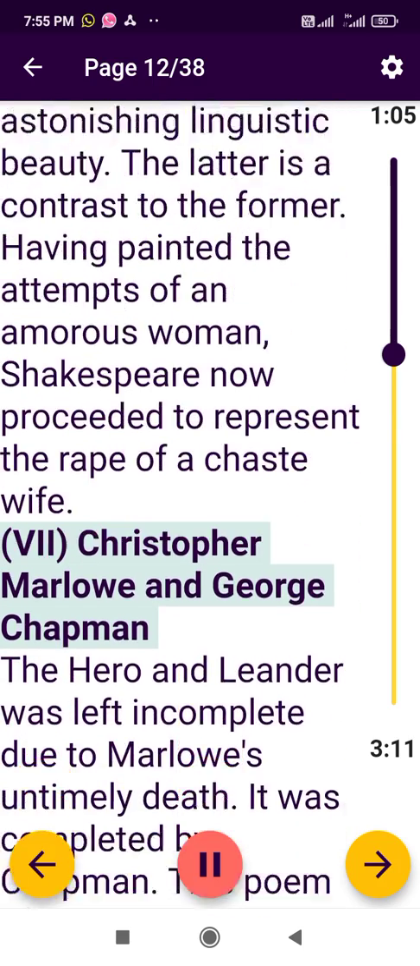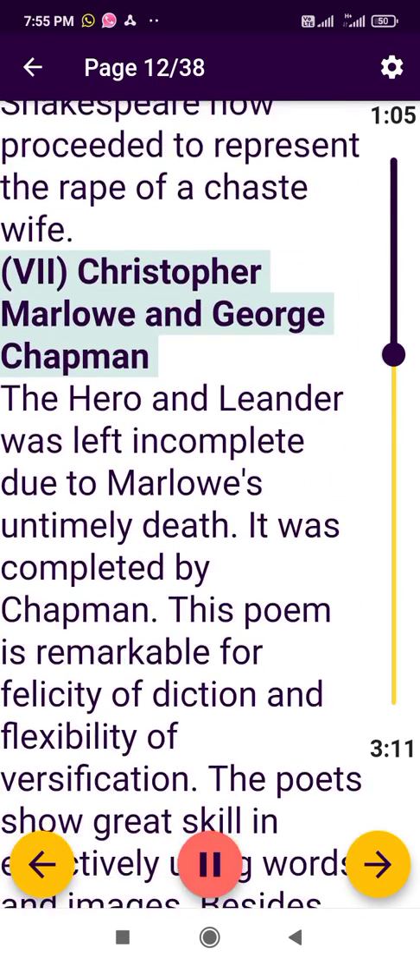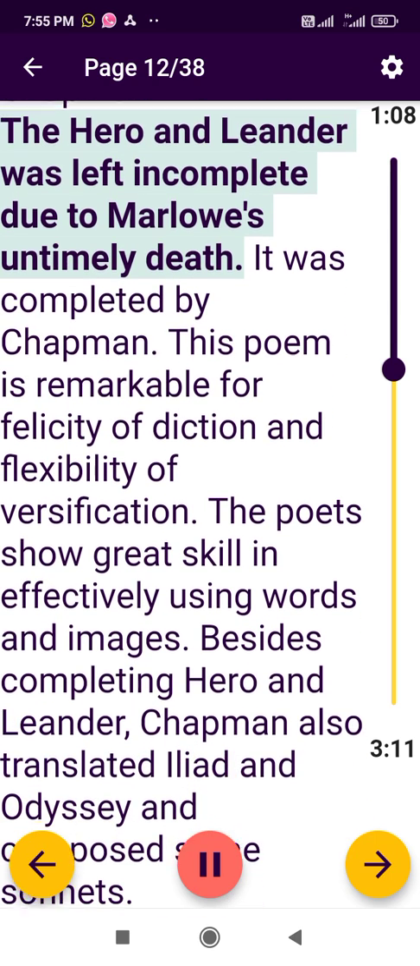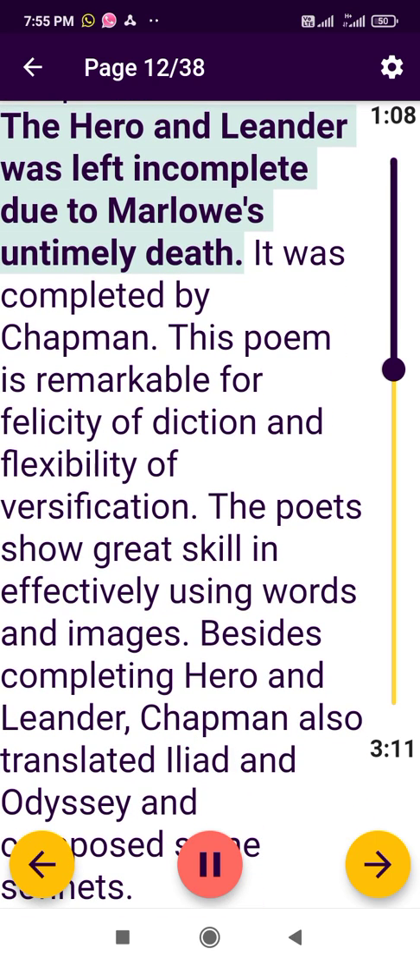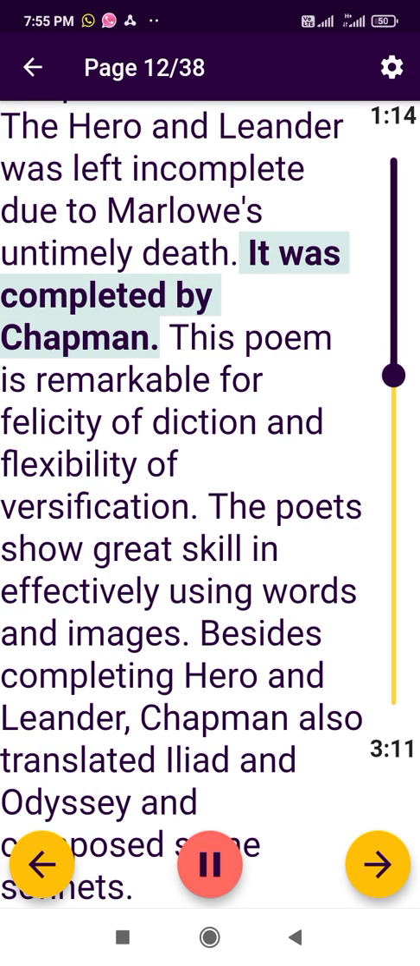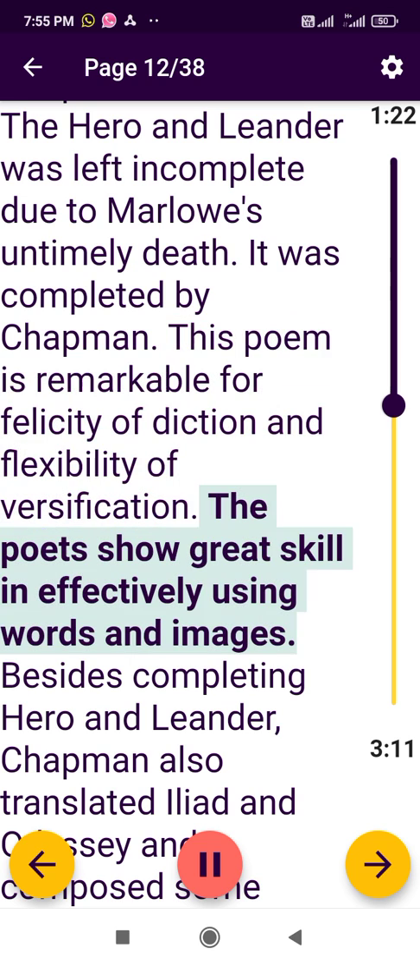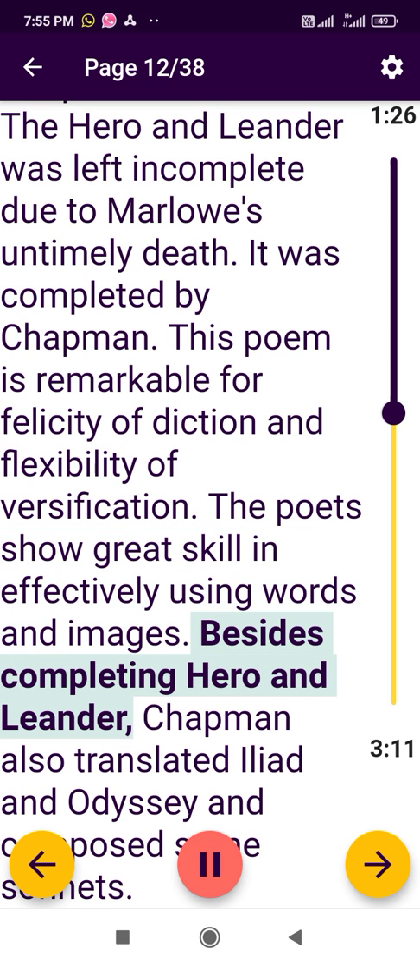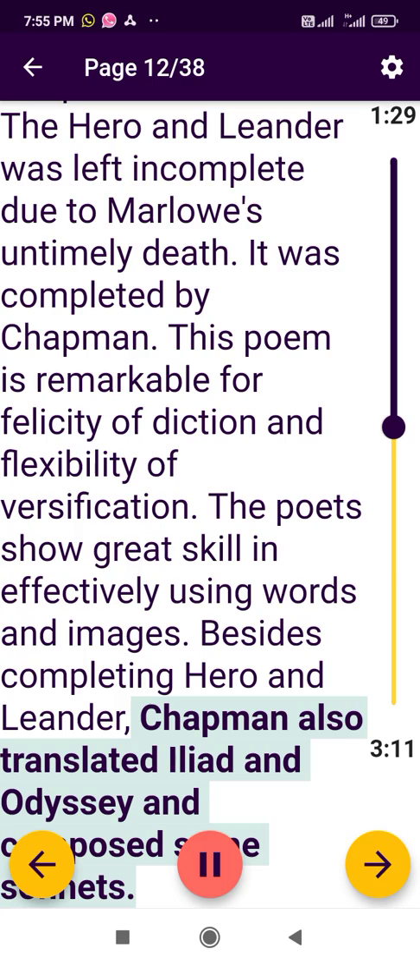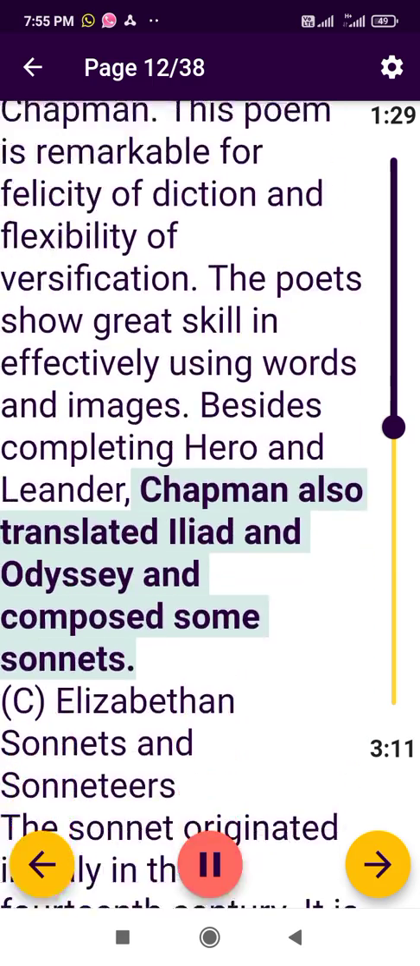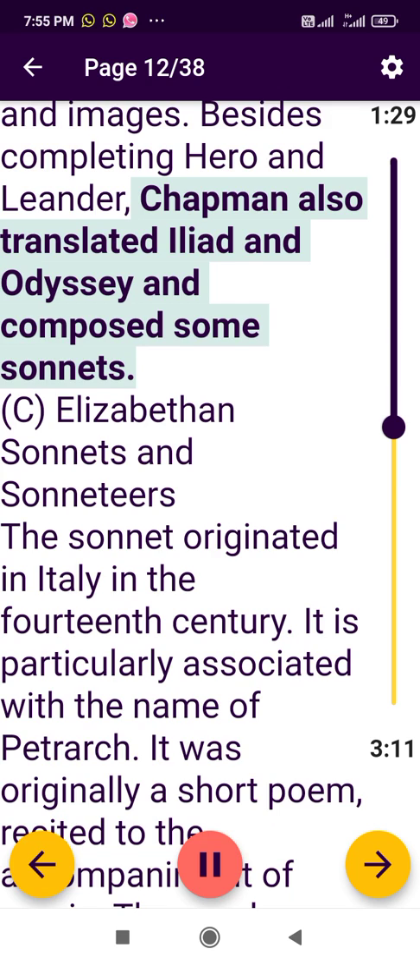7. Christopher Marlowe and George Chapman. Hero and Leander was left incomplete due to Marlowe's untimely death. It was completed by Chapman. This poem is remarkable for felicity of diction and flexibility of versification. The poets show great skill in effectively using words and images. Besides completing Hero and Leander, Chapman also translated the Iliad and the Odyssey and composed some sonnets.